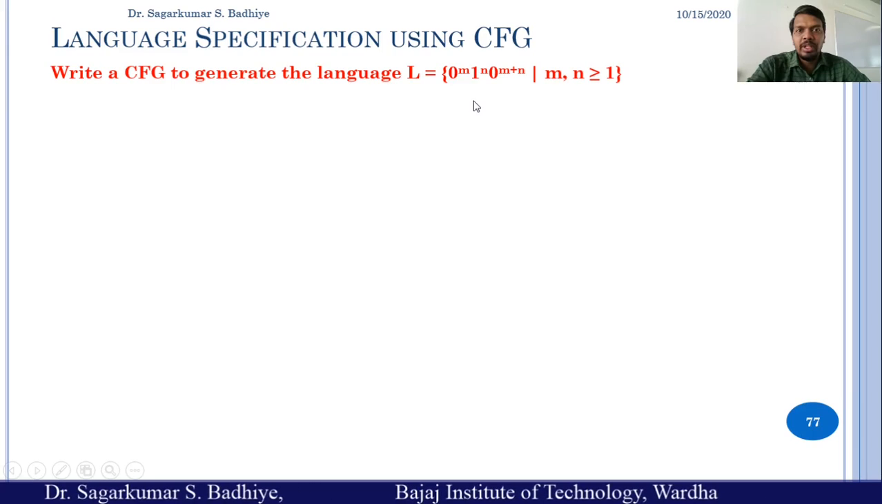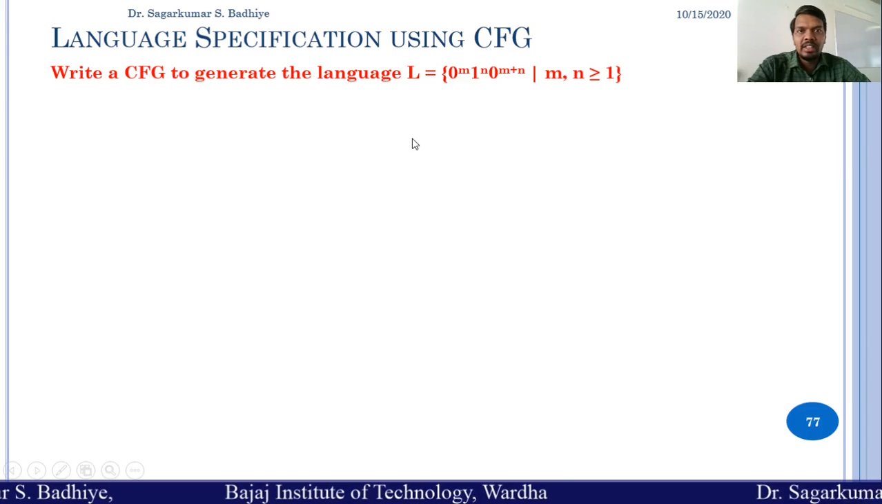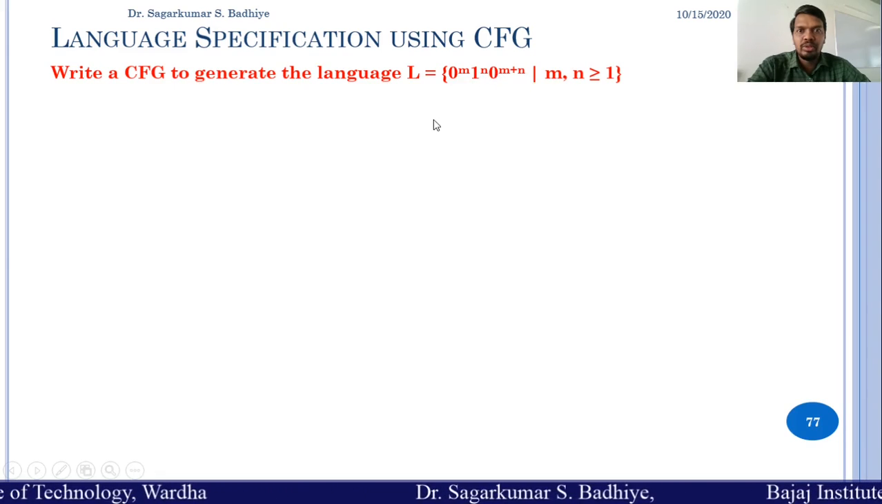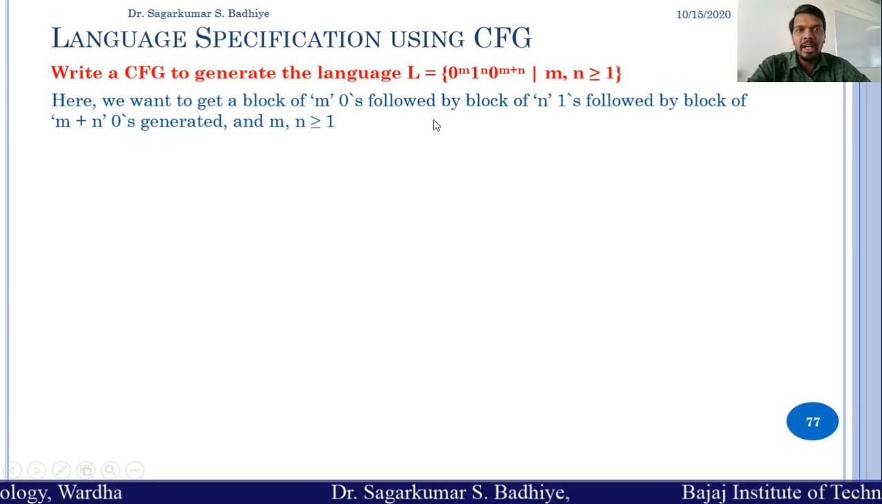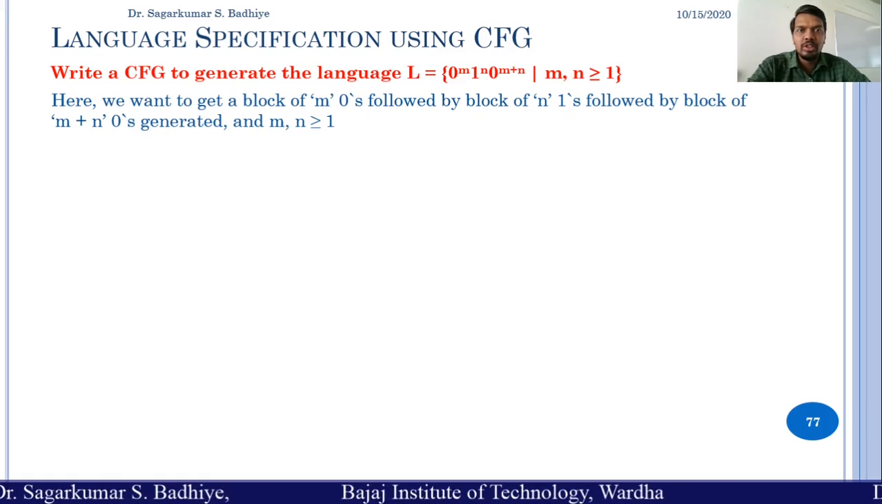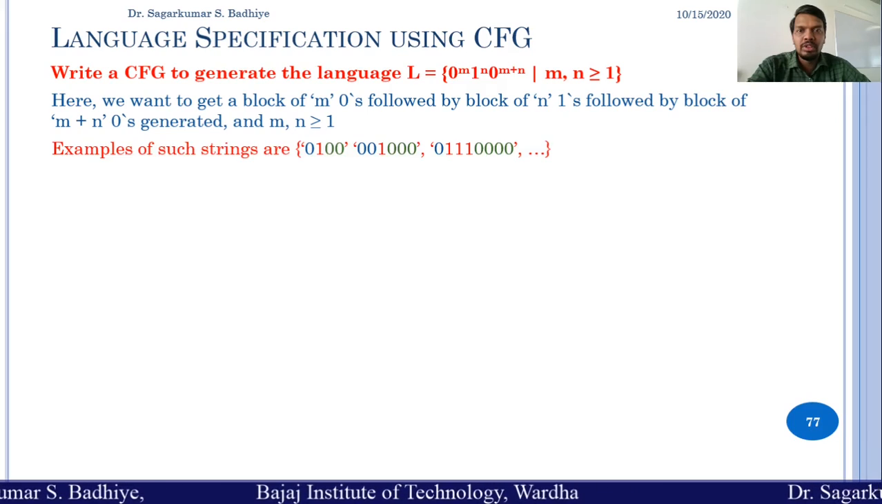This means we would be writing a context-free grammar that would generate a language that consists of all the strings that have m number of zeros followed by n number of ones, which is again followed by m plus n number of zeros, right? And the values of m and n should be greater than or equal to 1. That means the minimum string that would be accepted by this particular language should be 0, 1, 0, 0.